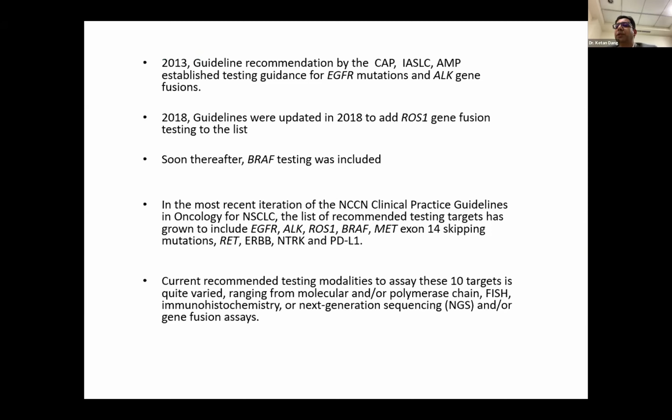So in 2003, in the beginning years, the guidelines recommended just EGFR and ALK fusions. Thereafter, they evolved into addition of various other findings like ROS1 gene fusion in 2018. Then BRAF testing was included. Now the most recent guidelines have a list of roughly 12 mutations which are listed here.